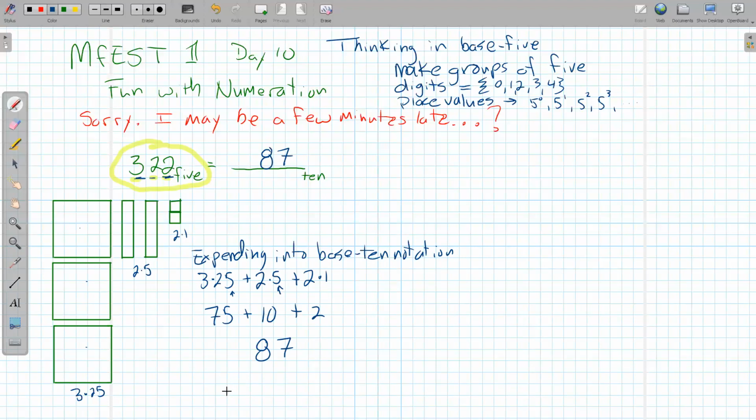So bottom line is I have, in our language, 87 individual items, but I could regroup them instead of saying I have 8 10s and 7 1s. I can instead say I have 3 25s, 2 5s, and 2 1s. It's just a different way of accounting for this many. And whether we call that 3 2 2 base 5 or 8 7 base 10, it's the same amount of stuff. So these are two different numerals for keeping track of that many things.